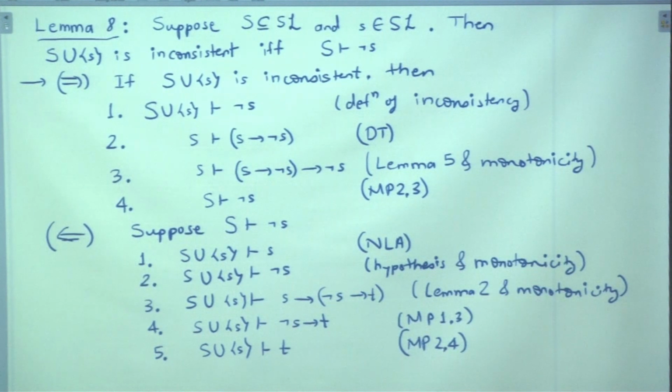Suppose capital S is a subset of SL, which means it is a set of propositional formulas, and little s is a single propositional formula. Now, S union singleton s is inconsistent if and only if negation s can be proven from capital S. Okay. See here, there is a usual chance of confusion: what if capital S itself is inconsistent? Well, capital S being inconsistent means by monotonicity that capital S union singleton small s is also inconsistent.